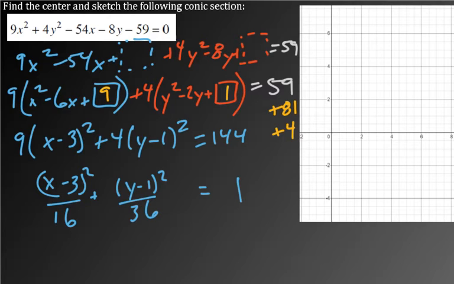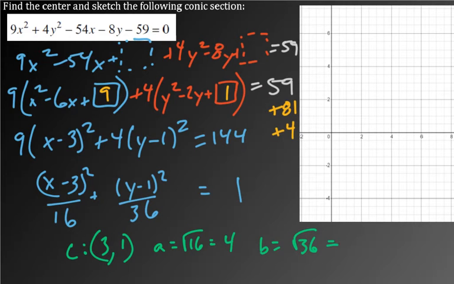So this tells me everything I need to graph this thing. The center is the opposite of those numbers in the parentheses. A is the square root of 16, which is 4, and B is the square root of 36, which is 6. And so then I can go ahead and graph it.